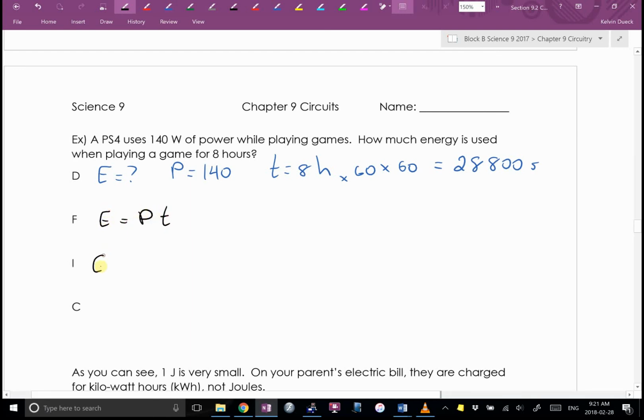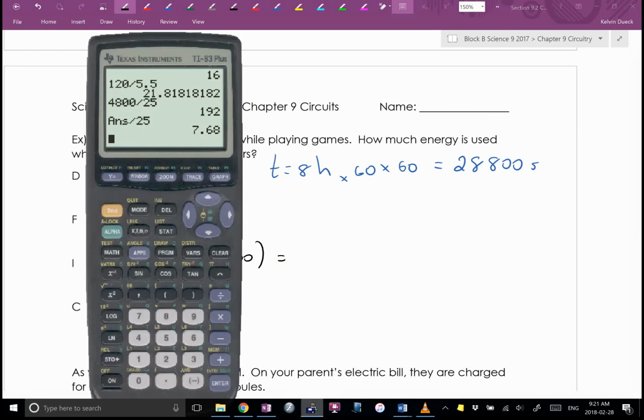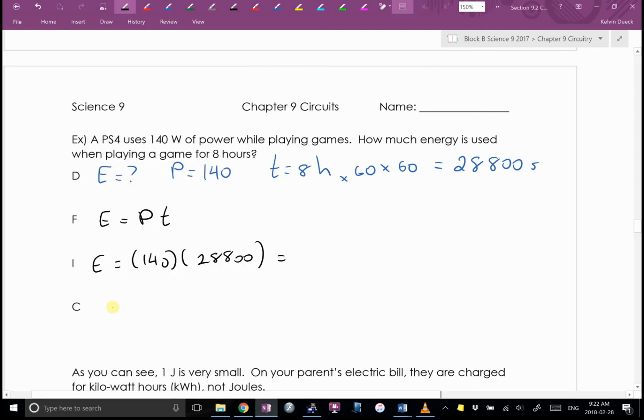Okay, so the amount of energy we use is going to be 140 times 28,800. You get 4,032 and then 3 zeros. 4,032,000 joules.